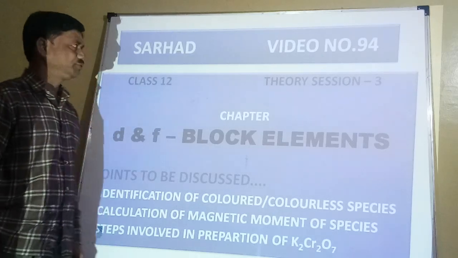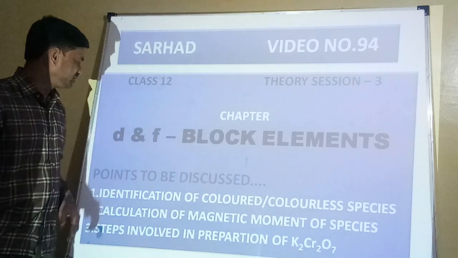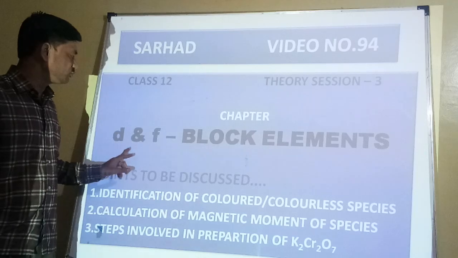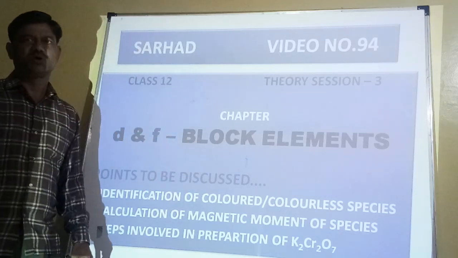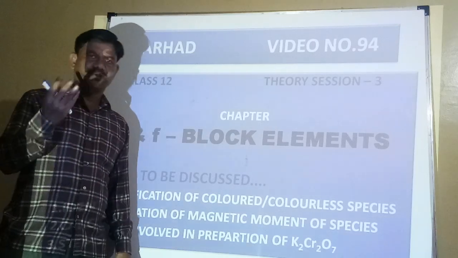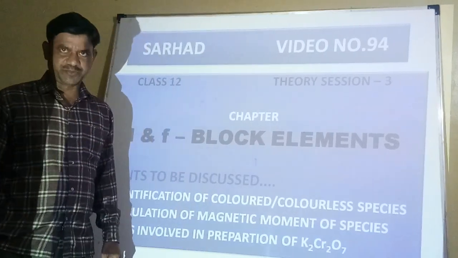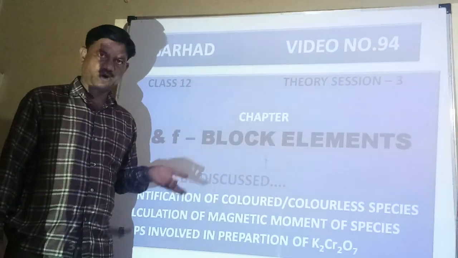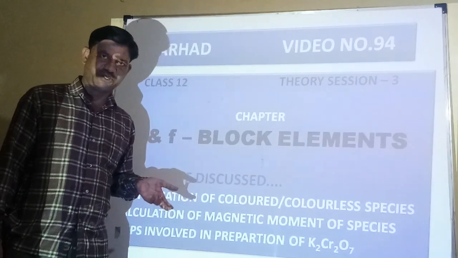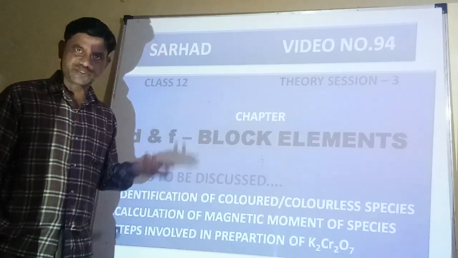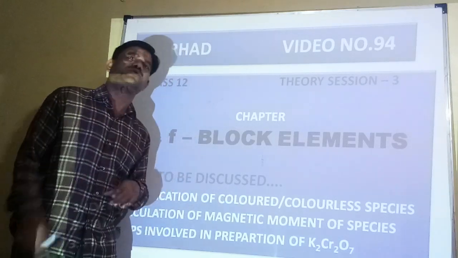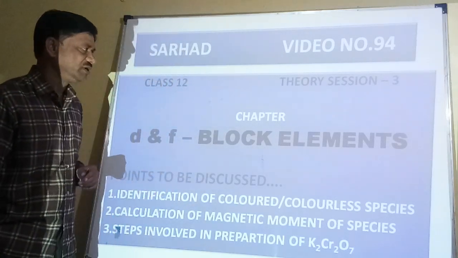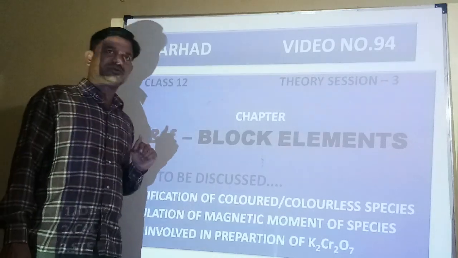Students, today we are going to start with another important theory session from this unit known as d and f block elements. In the previous theory session we discussed electronic configuration, oxidation properties, colored properties, catalytic properties, magnetic properties, reducing properties, tendency to form complexes, and tendency to form interstitial compounds.